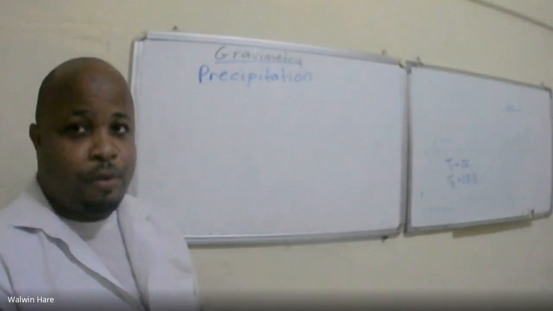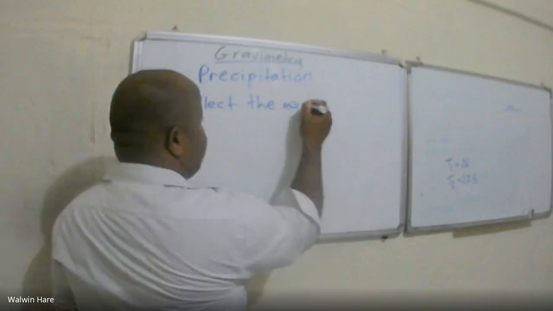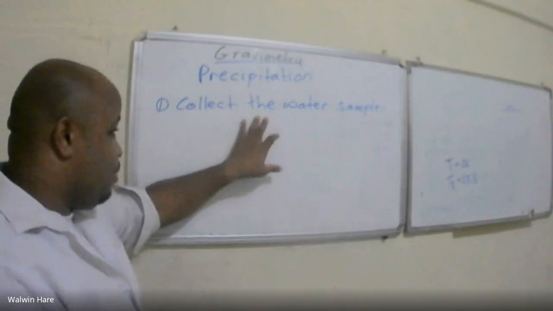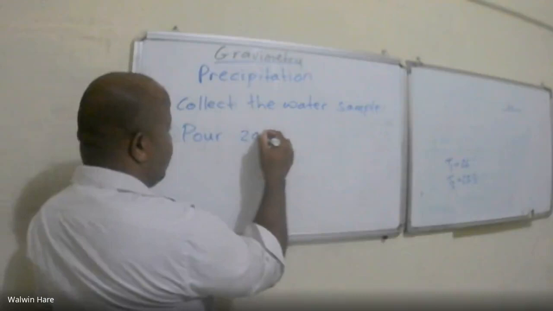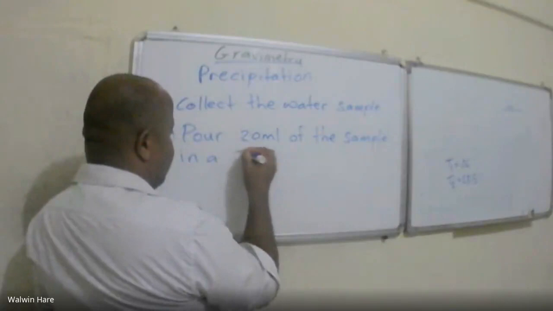So to do that, what we would have to do after we collect the water sample, or if someone provided you with the water sample, is get a small amount, probably 20 ml. So we'll probably pour 20 ml of the sample in a beaker, probably a 250 ml beaker.